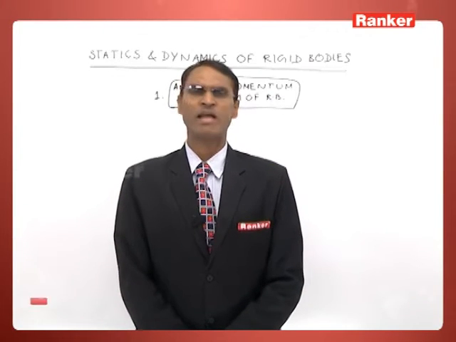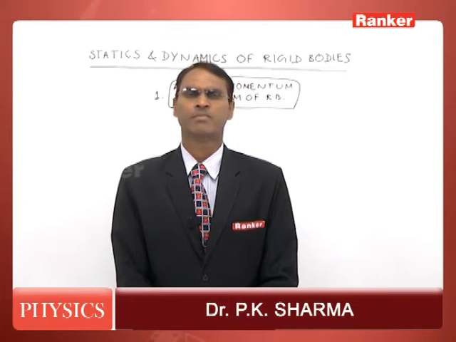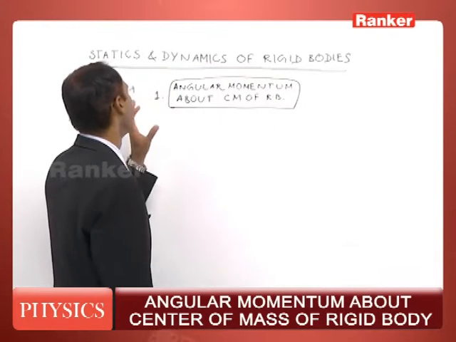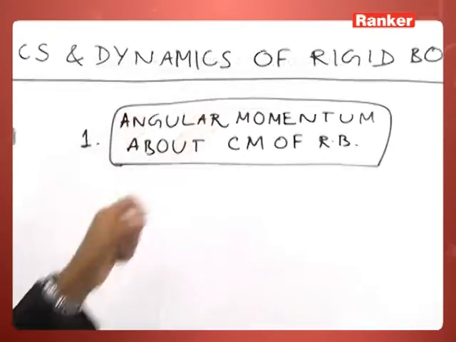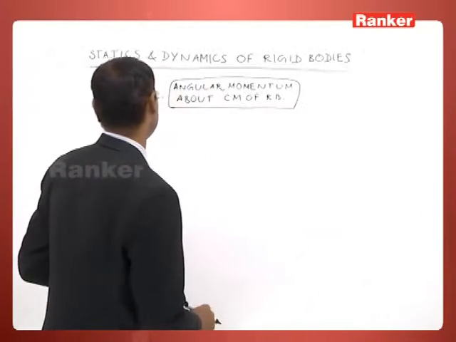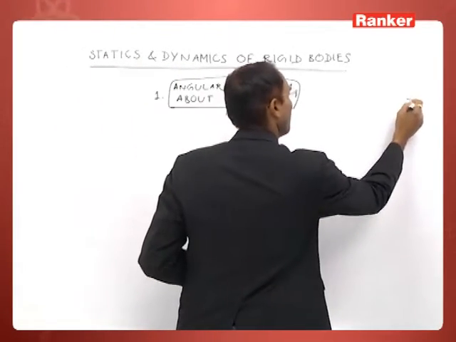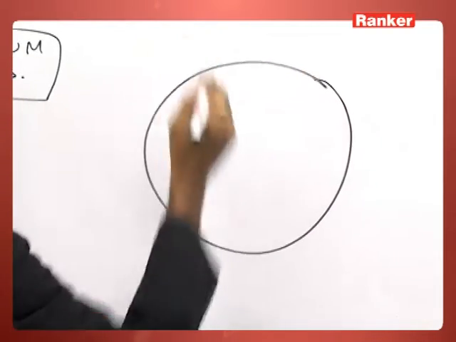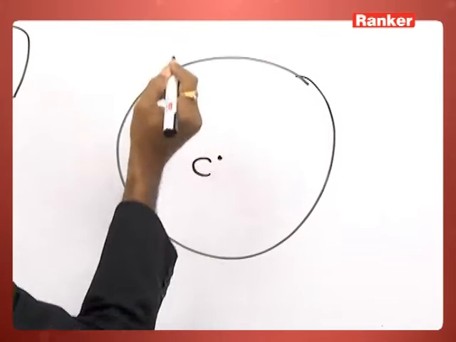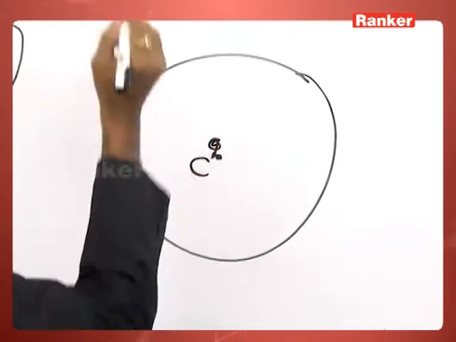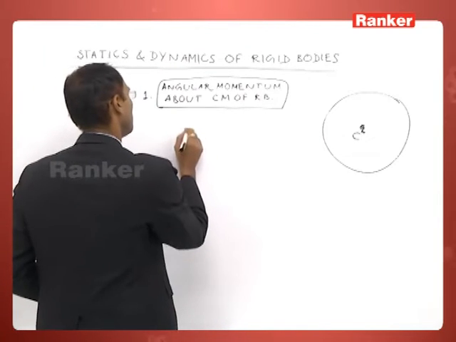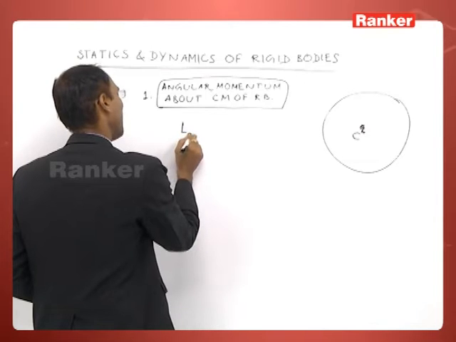So in this chapter, let us apply the concept of torque and angular momentum for the rigid bodies especially. The angular momentum about the center of mass of the rigid body is the first context. If you take the rigid body and take its center of mass, with respect to the center of mass, the angular momentum can be given by LC.